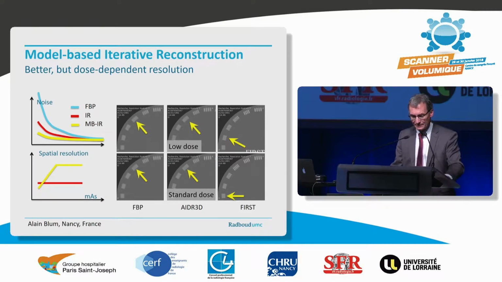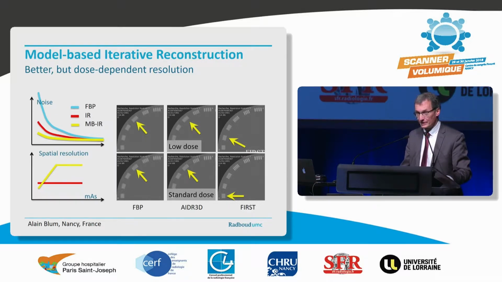Now we have seen model-based iterative reconstruction, and this is a slide from Ellen Bloom. We do see that the spatial resolution with these model-based reconstructions becomes dependent on the dose. You see for filtered back projection and the second generation iterative reconstruction, the spatial resolution is independent of the dose, but if you go to model-based iterative reconstruction, you can see that if you give higher dose, actually the resolution goes up.